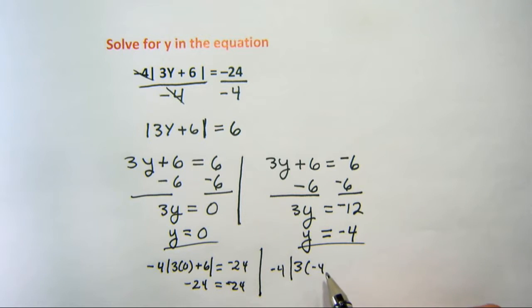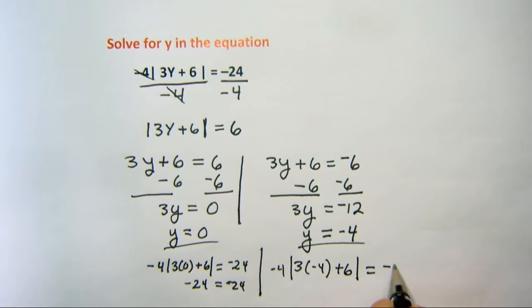Boy, that's a lot of minus 4s, isn't it? That's a negative 4 all over the place. Oh, and then we're going to add 6, put those bars back in, and hopefully we're going to come back up with negative 24. So the important thing is what's going on inside the bars.